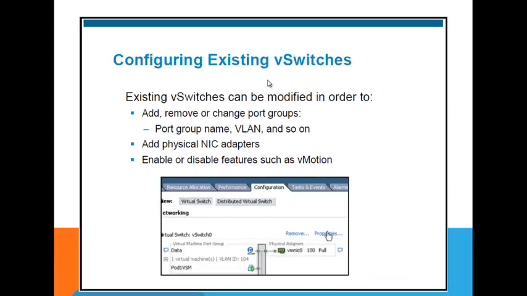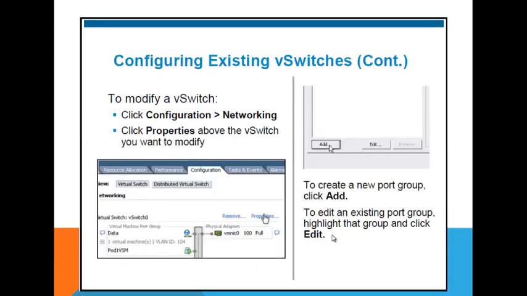Configuring the existing V switch. Now this I'll just explain to an extent, but it will be more clear when you see that video. Now there is a tab called config, and then there's a small hyperlink called network. When you click on network, you will get this place, and where you will see a property. When you click on property, you will get a box like this.